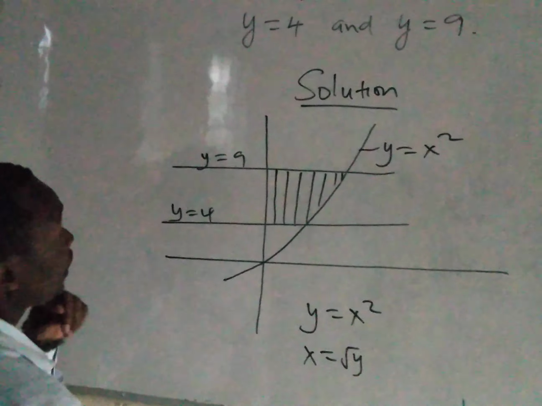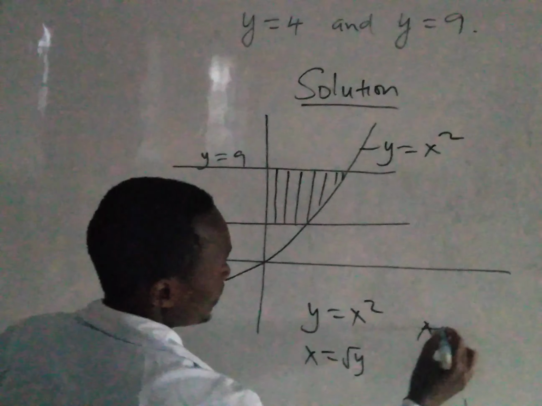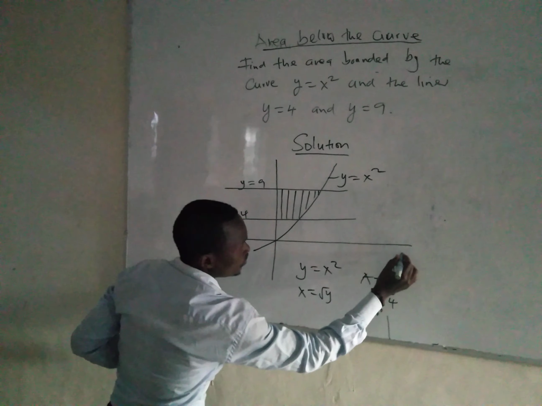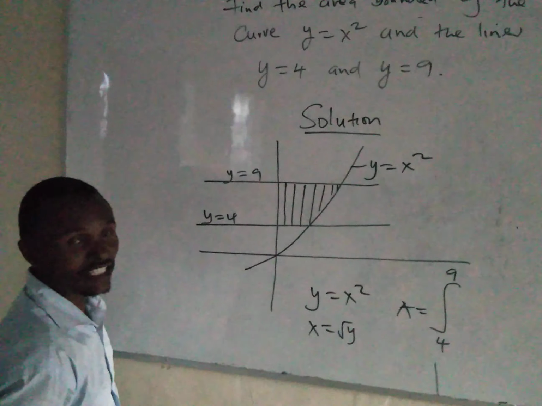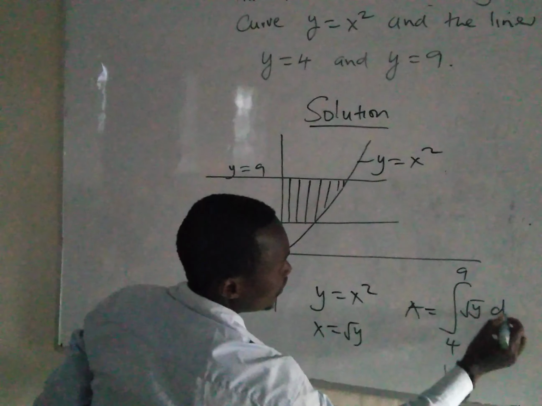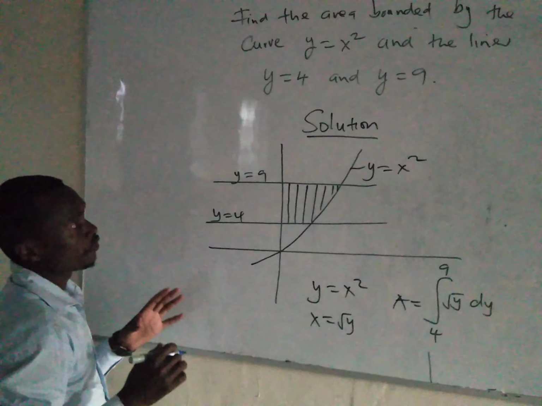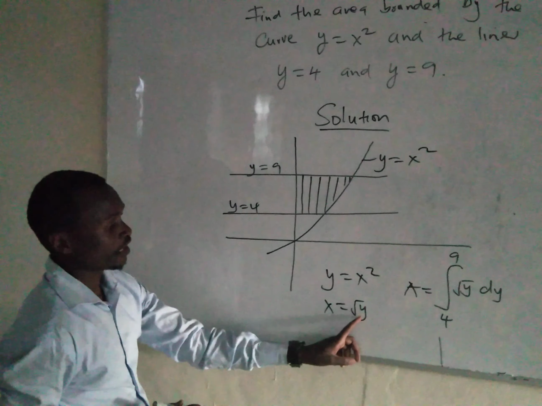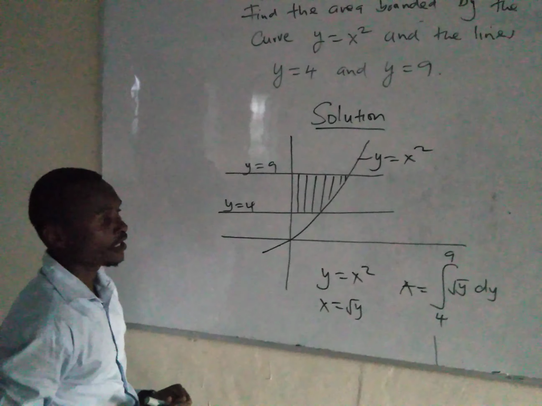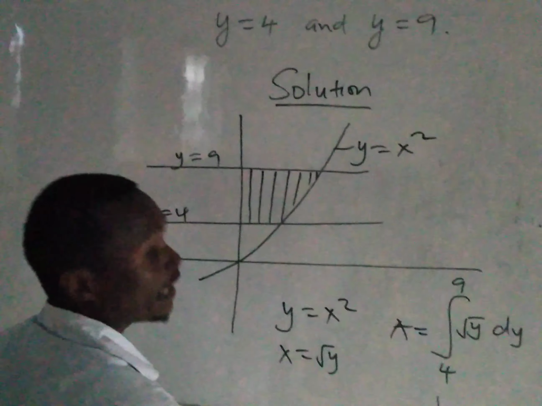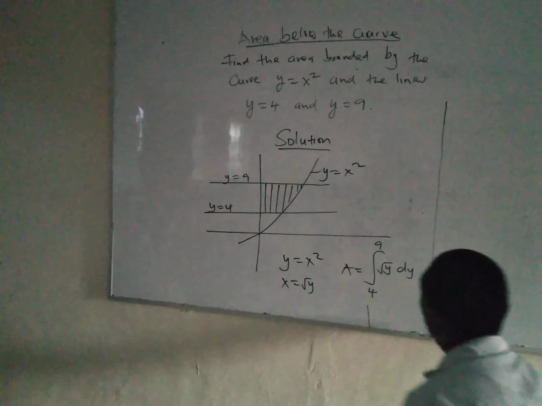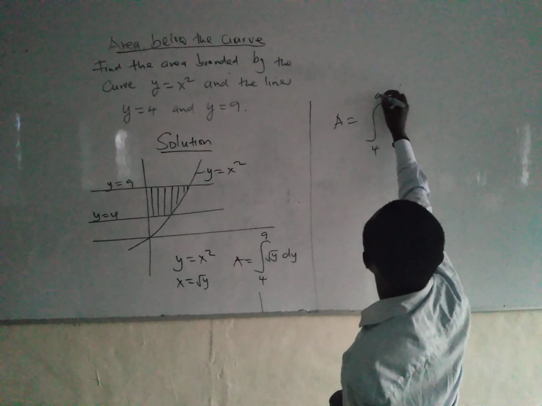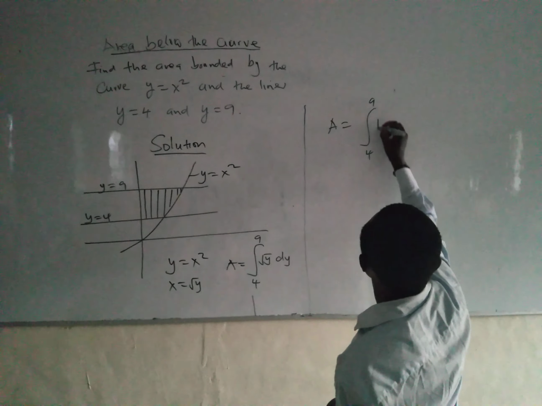Alright? So when we are integrating, the area becomes the integral from y equals 4 to y equals 9 of the function in terms of y, then dy. So it is always important to adjust the equation so that it can be in terms of y here. So x equals something in terms of y. And that will help us to integrate and get the area. So, area equals the integral from 4 to 9 of square root of y dy.